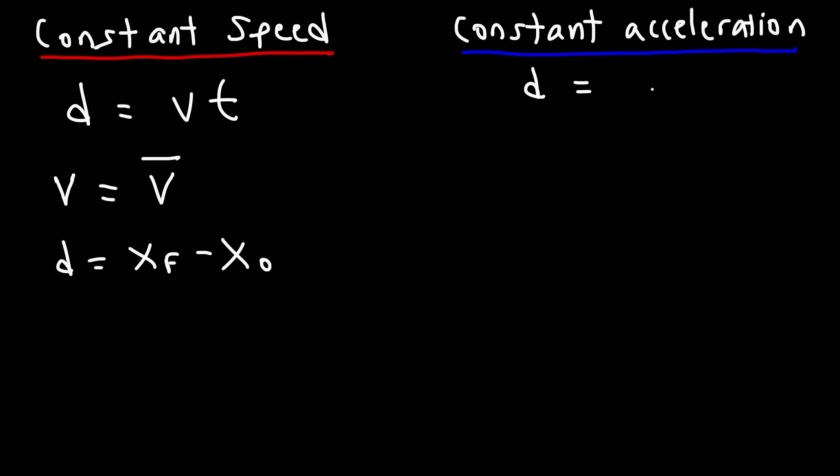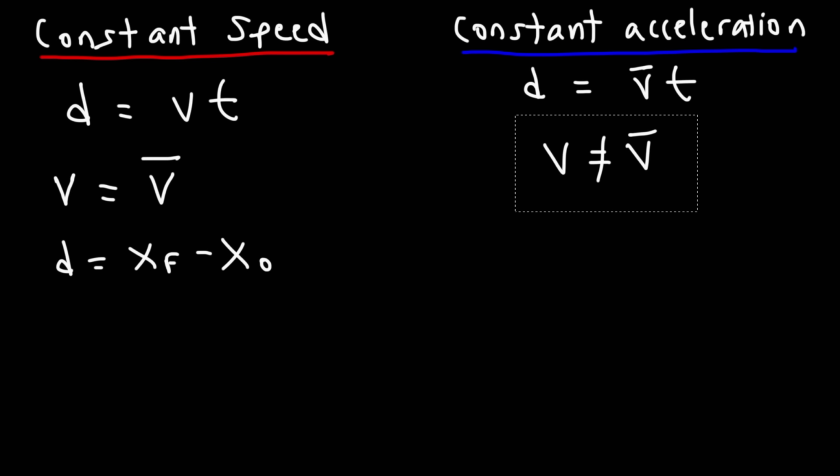For constant acceleration, D is equal to V bar times T. And the reason for that is that V doesn't equal V bar when there's acceleration. Anytime there's acceleration, that means the velocity is changing. The acceleration tells you how fast the velocity is changing. And if the velocity is changing, then the instantaneous velocity and the average velocity for most of the time won't be the same. So thus we need to use V bar.